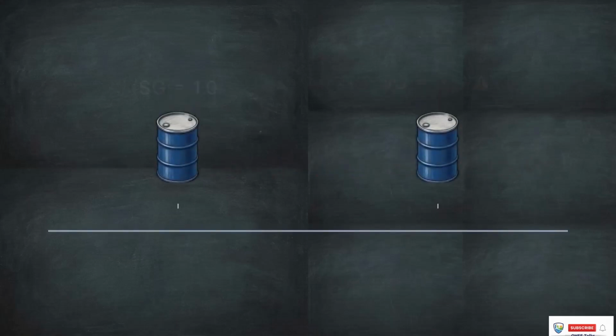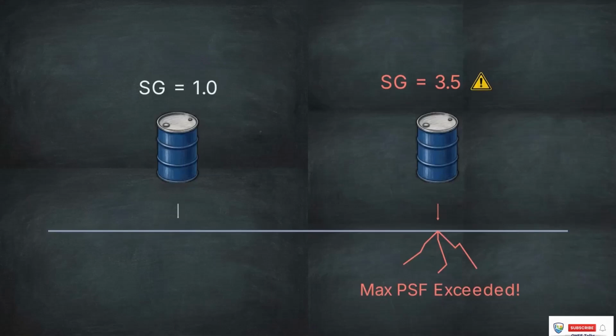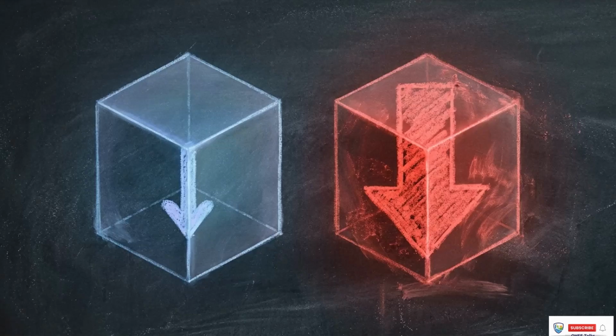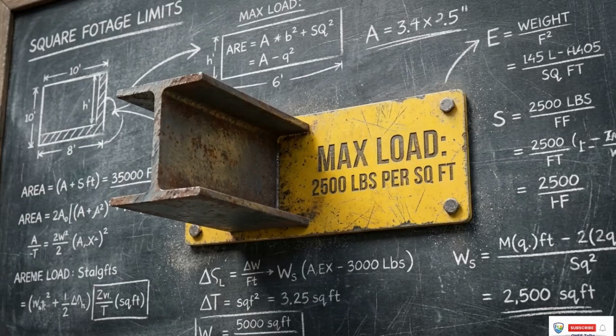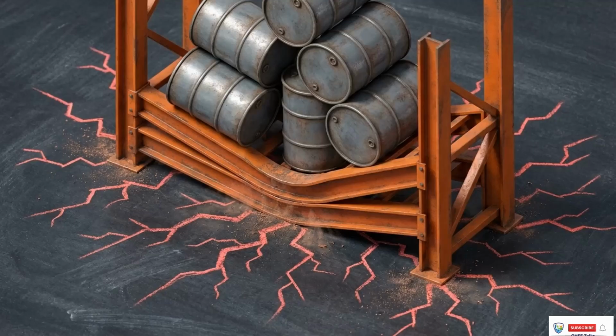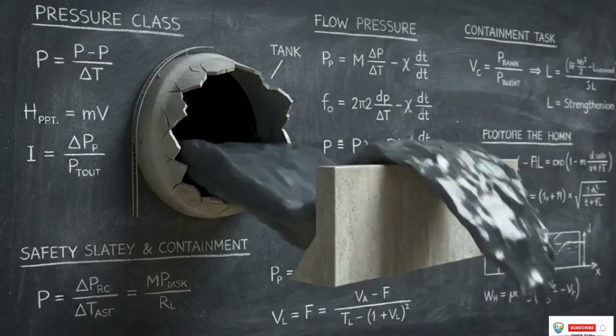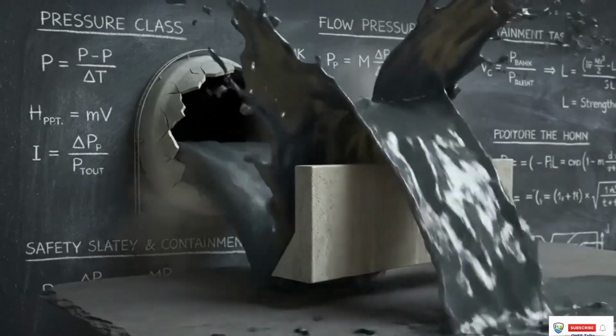Both drums take up the exact same physical space, but the chemical drum has a specific gravity of 3.5, meaning it exerts 3.5 times the downward force. Identical volumes of different fluids generate vastly different force vectors. This force is measured against the facility's pounds per square foot limit, the structural threshold that cannot be exceeded. Calculating volume without applying specific gravity mathematically guarantees that you will exceed those limits, resulting in rack failure or total floor collapse.